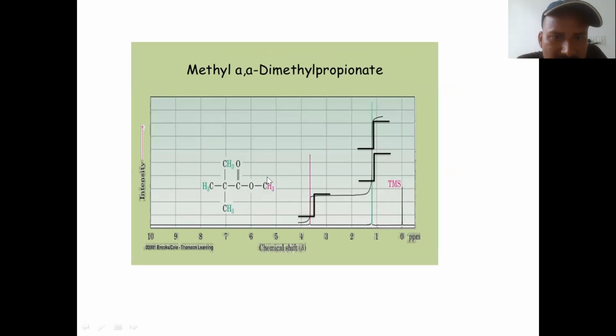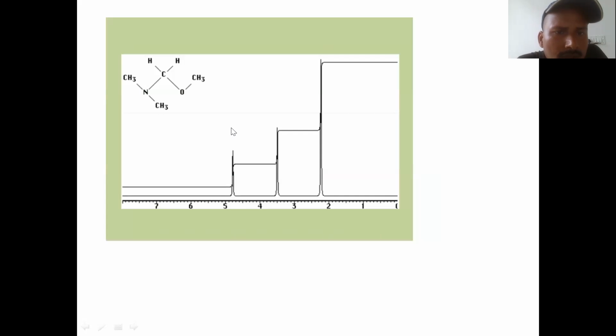While this CH3, due to the presence of the methoxy group, appears at 3.8 ppm. And since C=O is present, they appear at around 1.3; otherwise they would appear at 0.9 ppm.